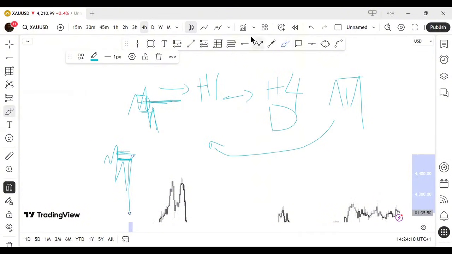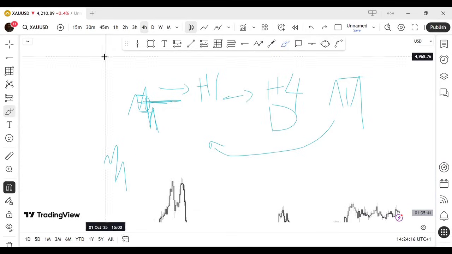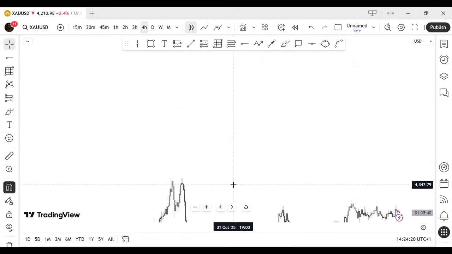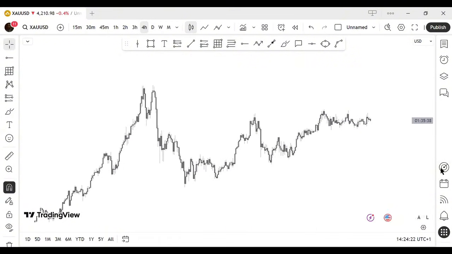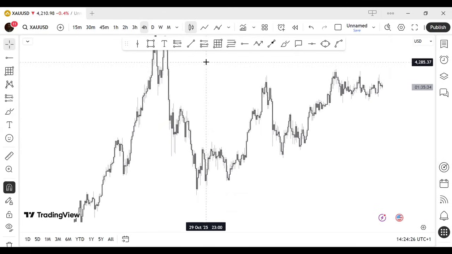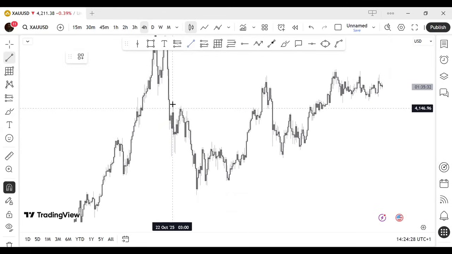Now, let's come to the chart and see practical examples of where all these key level refinements are in play, right? If it comes to XAUUSD, if you see XAUUSD now, we have a major break of structure on XAUUSD. We had a major break here on XAUUSD.